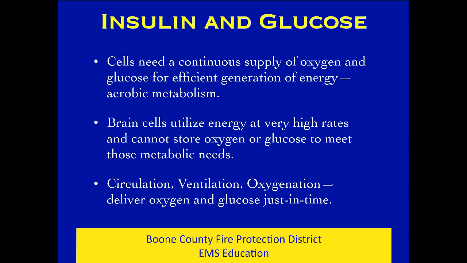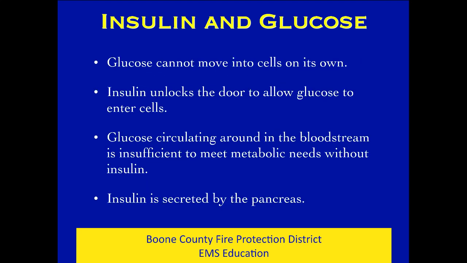Brain cells particularly utilize energy at very high rates, and they can't really store any oxygen. And so it has to be delivered to them just in time. So the processes of circulation, ventilation, oxygenation deliver oxygen and glucose to cells, particularly brain cells, just in time for them to use them. So the problem here is that insulin is necessary in order for glucose to get into the cells.